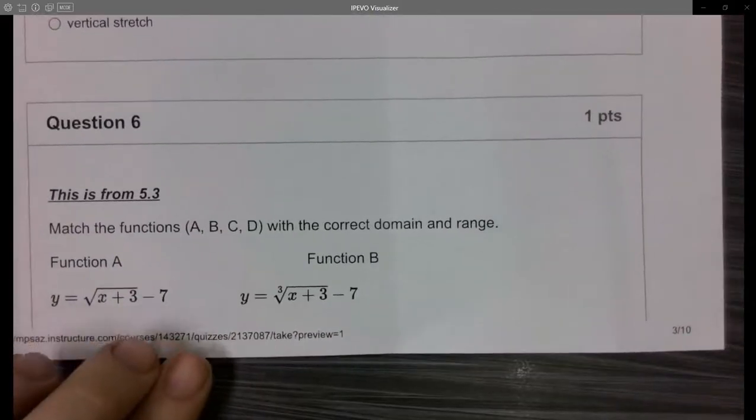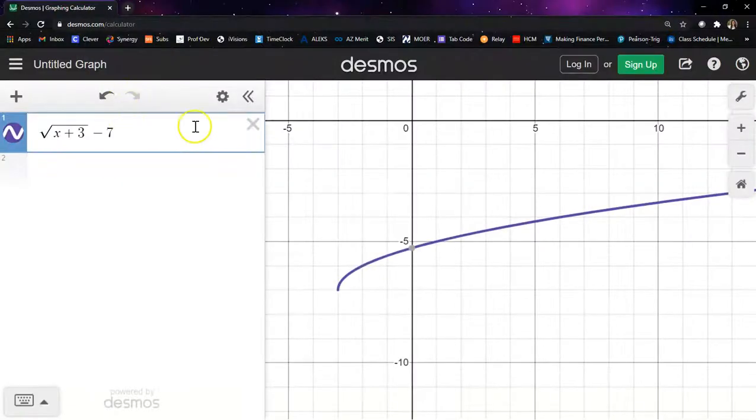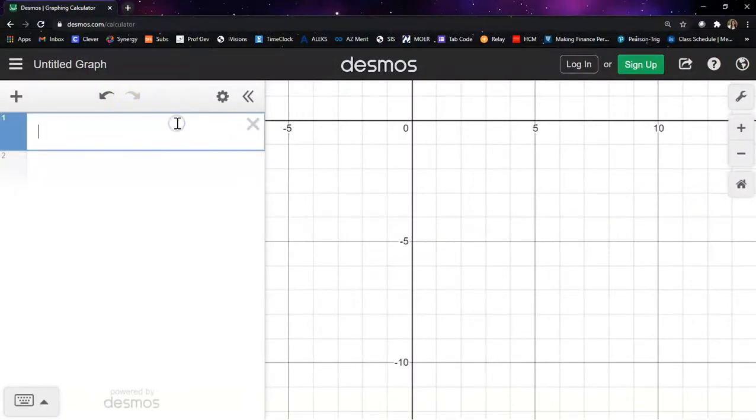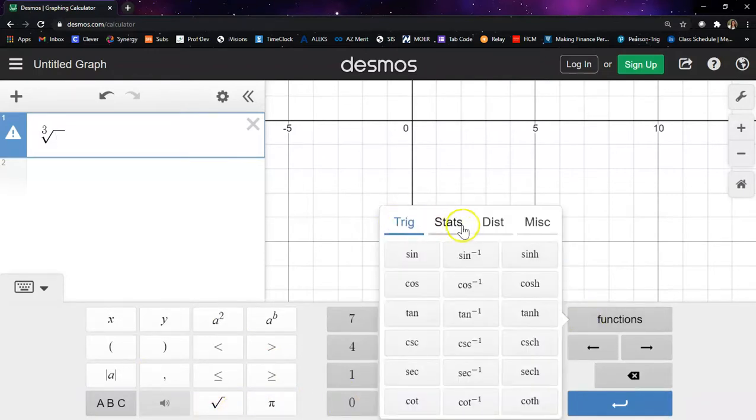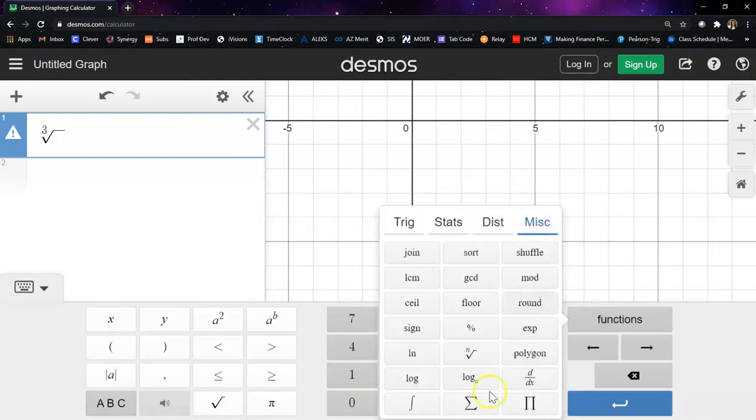This one is a cube root. CBRT to get the cube root to show up on Desmos. Or if I click this keyboard, I thought it was here. Yeah. If you go to functions and then miscellaneous, there is an nth root where you can type in your own number. But going back here.